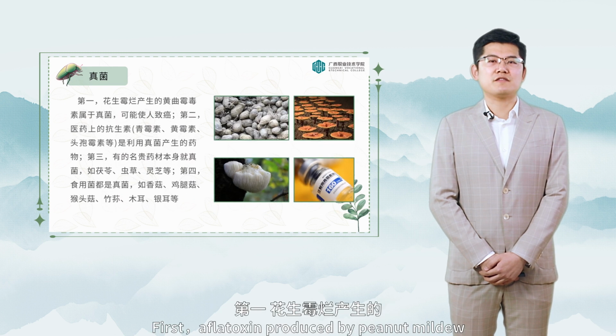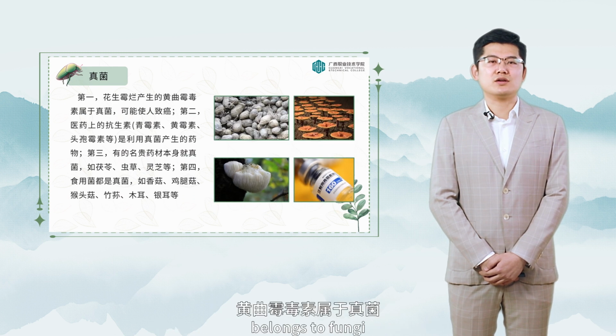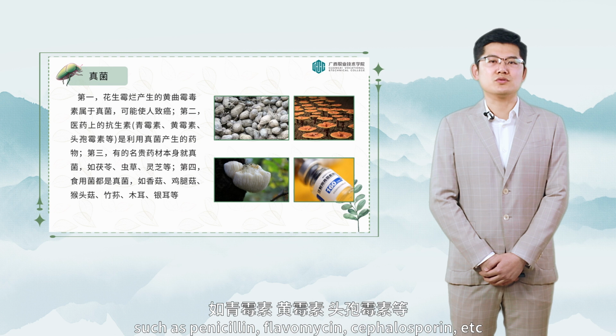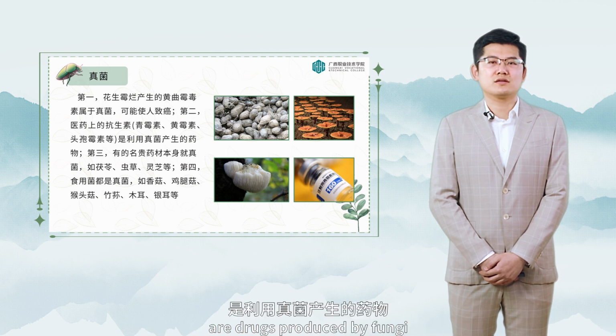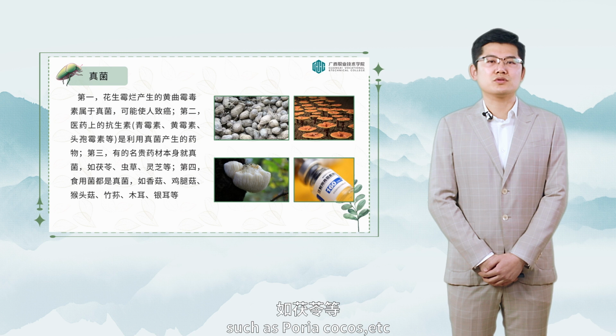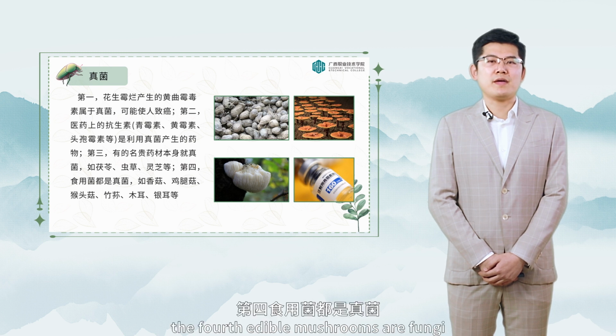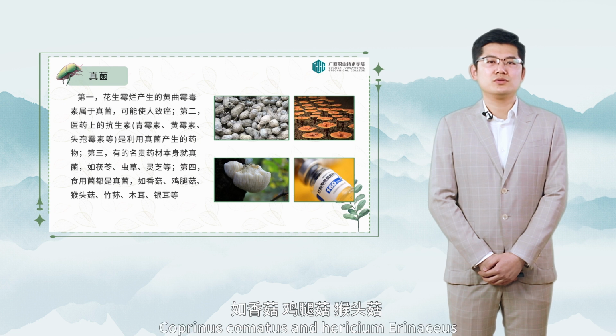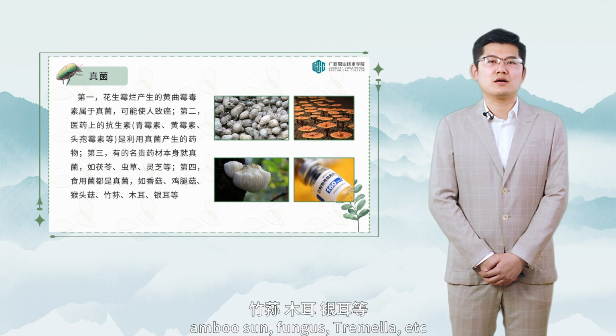First, aflatoxin produced by peanut mildew belongs to fungi, which may cause cancer. Second, medical antibiotics such as penicillin, flavomycin, cephalosporin, and so on are drugs produced by fungi. Third, some valuable medicinal materials are fungi themselves, such as Poria cocos, and so on. The fourth, edible mushrooms are fungi, such as shiitake, Hericium erinaceus, fungus, tremella, and so on.